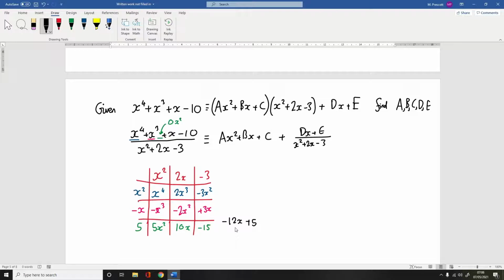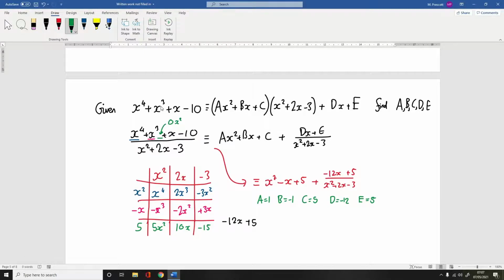So let's put that all together. We've found, using this identity, that this is equal to x squared minus x plus 5, plus (minus 12x plus 5) over (x squared plus 2x minus 3). And so we can take from that, in terms of actually answering the questions: A is 1, B is minus 1, C is 5, D is minus 12, E is 5. Happy days.